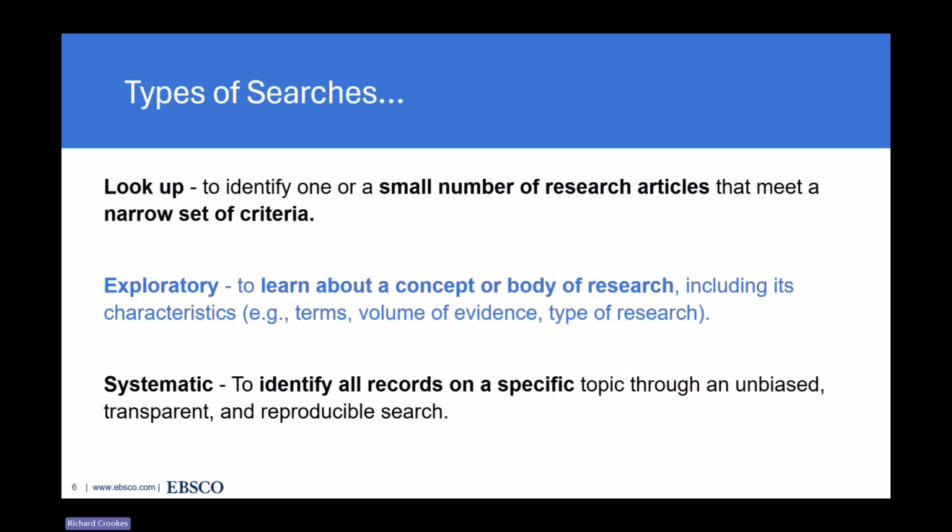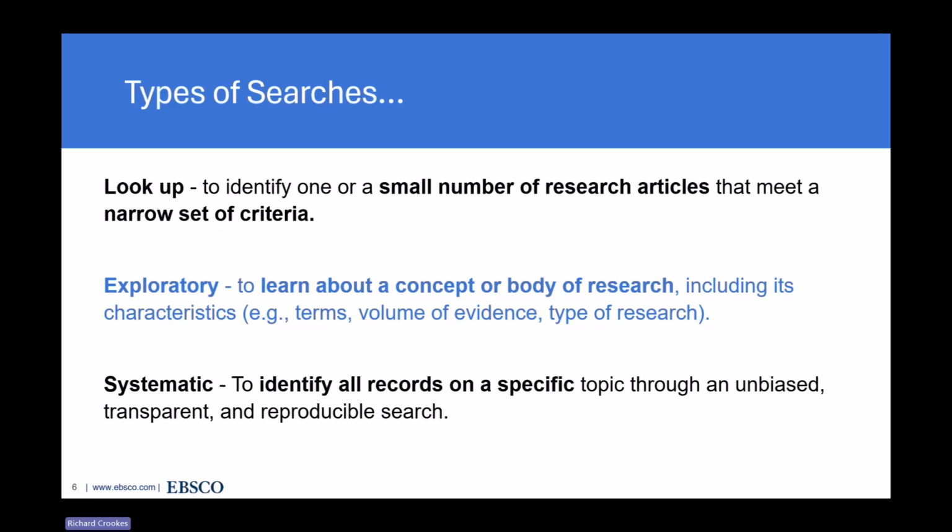So there are also different types of searches. Again, you can verify that with your own experience as librarians, library staff members, supporting doctors, nursing staff, allied health professionals, even students, etc., in support of their work and so on. So it could be a simple lookup. You may be seeking to identify one or a small number of research articles that meet a narrow set of criteria, even in support of a critical appraisal club, for example. Exploratory: you might want to learn about a concept or body of research, including its characteristics, the terms used, the volume of evidence, the type of research.